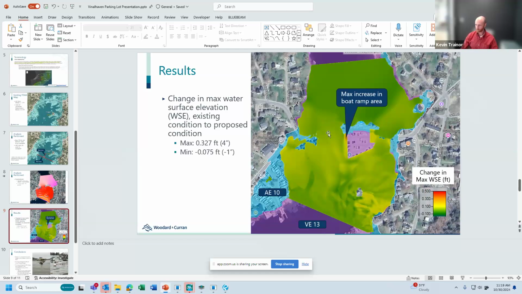And just for context also, I have the FEMA flood zones on this figure, with the purple being the VE13 zone and the blue being the A10 zone. And then the change in the maximum water surface elevation between the existing and the proposed, ranging from about -0.1 to positive 0.3.